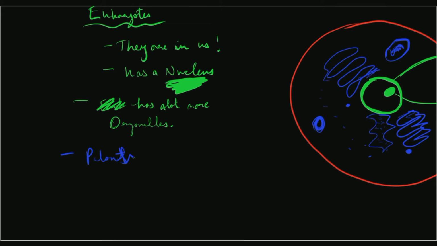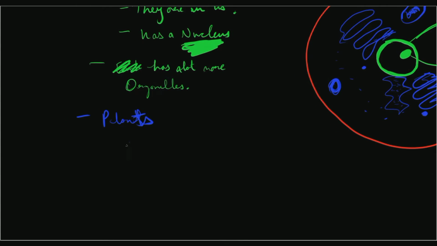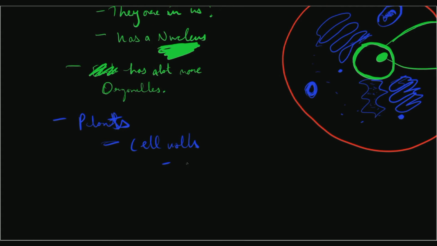So what's different about a plant cell? Well, first of all, they have cell walls. So what is a cell wall? It's the same thing as in a prokaryotic cell. It's a rigid structure that protects the cell from damage. It's a very rigid structure that does so. And the cell wall is made up of cellulose.